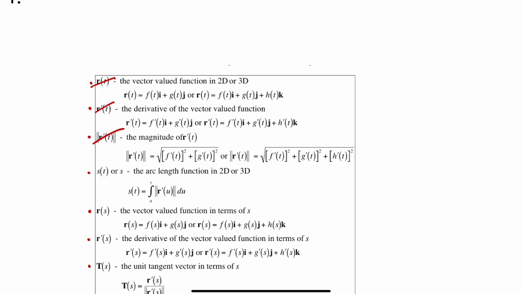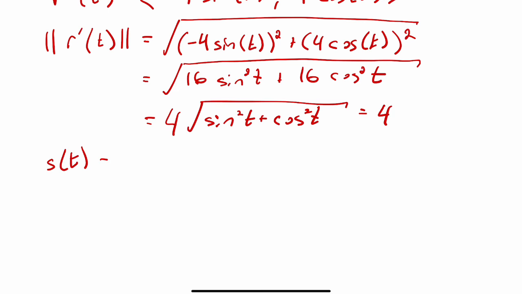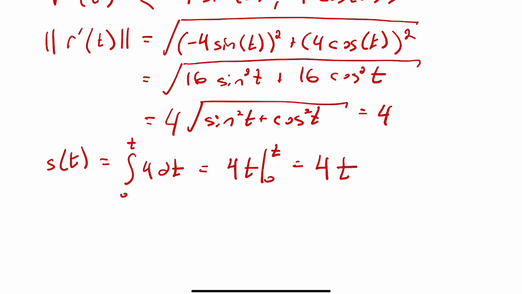Next, we need to find s of t, which is going to be the integral from a to t of the magnitude of r prime of t dt. We weren't given boundaries for this, but we know that a circle goes from 0 to 2 pi, so we're going to set a equal to 0 for this problem. S of t is the integral from 0 to t of 4 dt. That would be 4t from 0 to t, which is 4t.